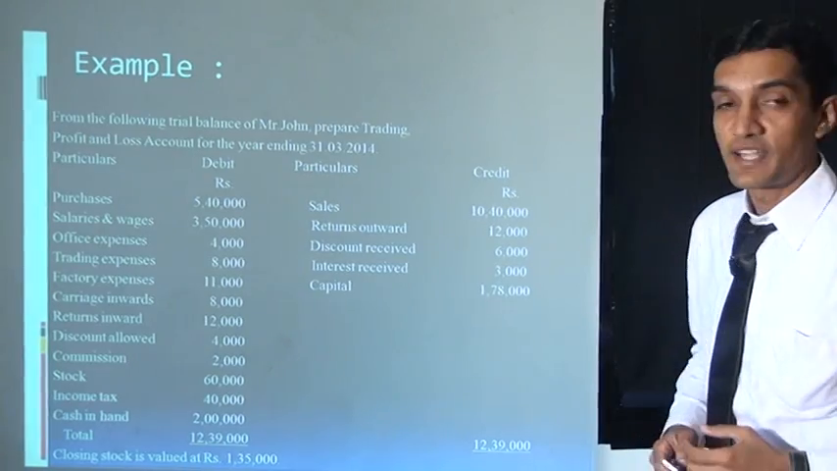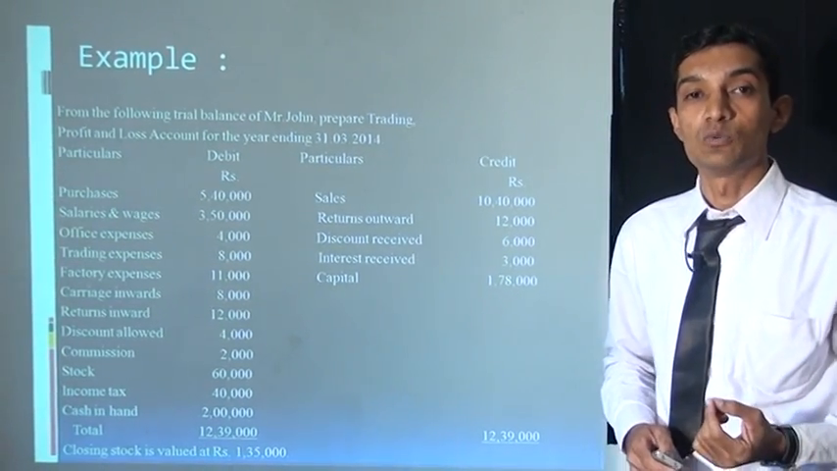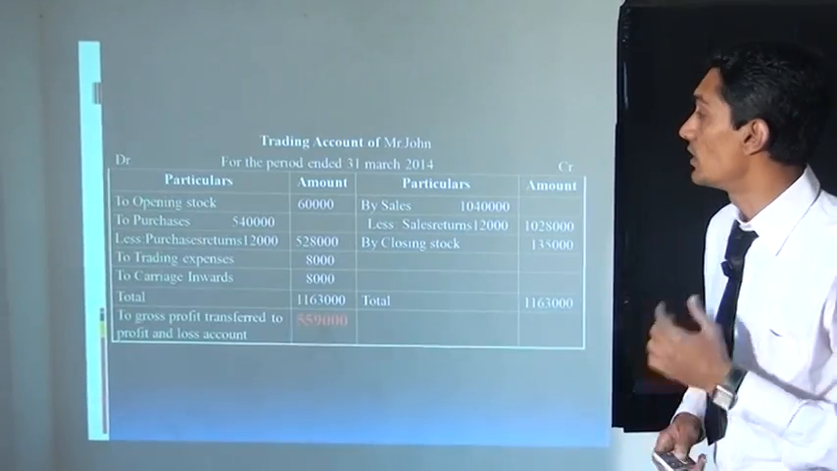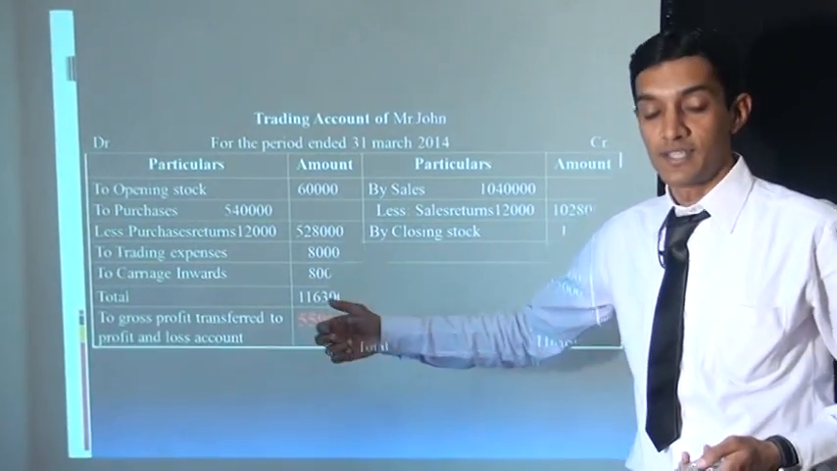Now the first entry is purchases. You know purchases belong to our trading account, so it comes under the trading account. Purchases are on the trading account. Now purchases are 4,40,000 rupees.